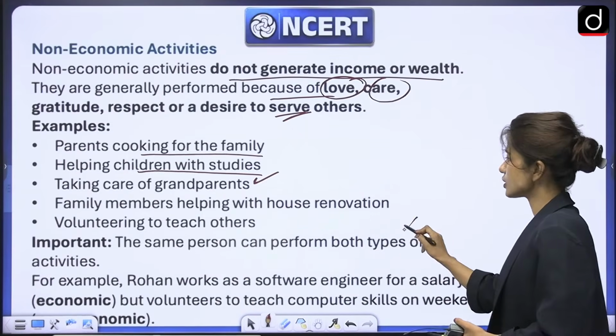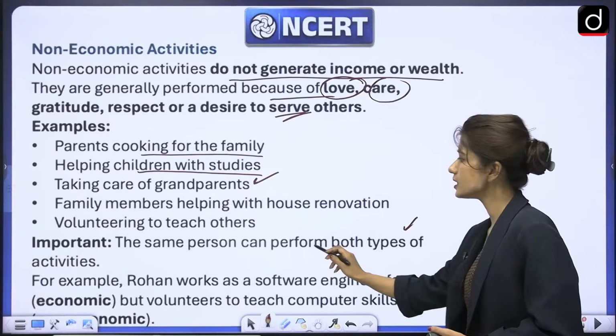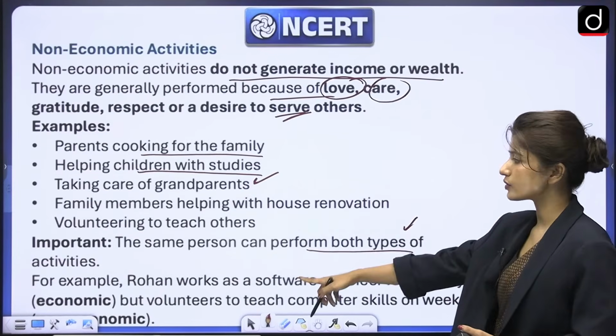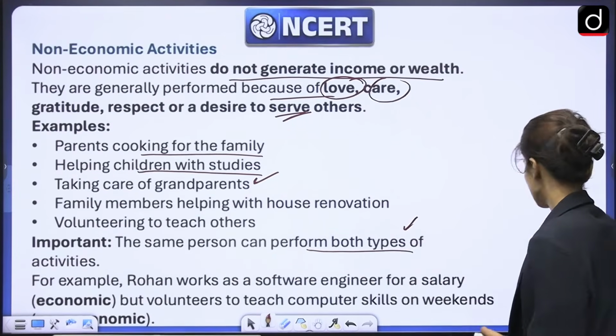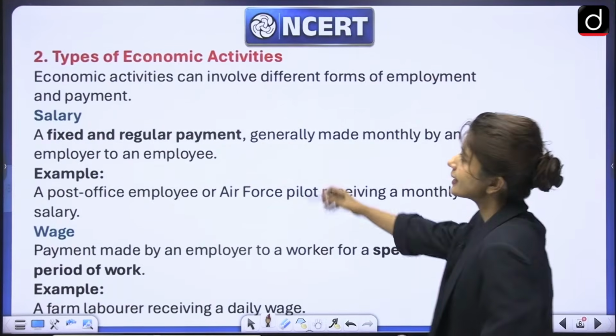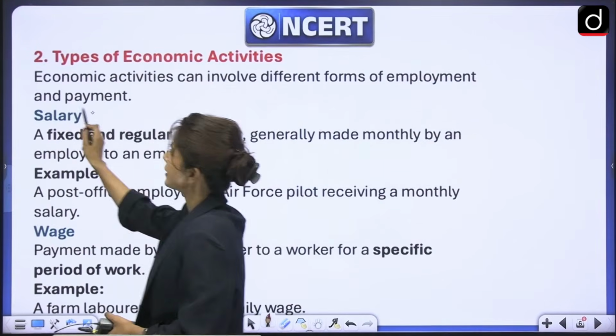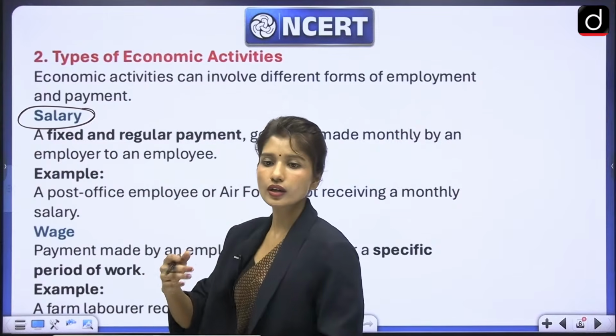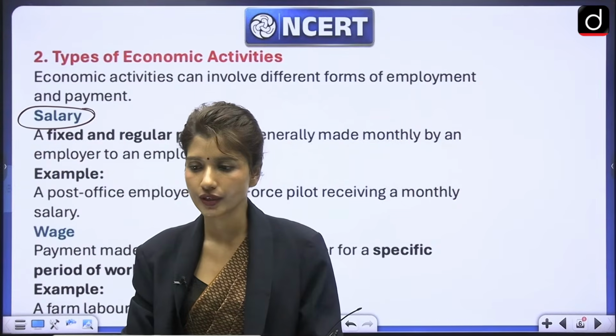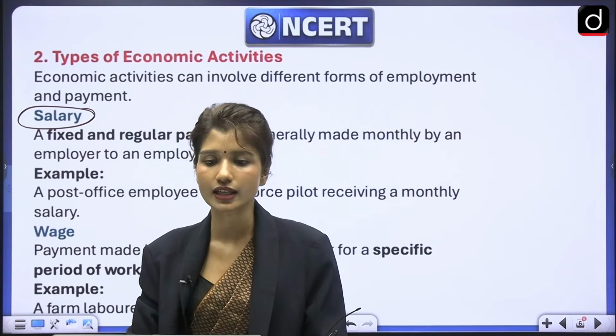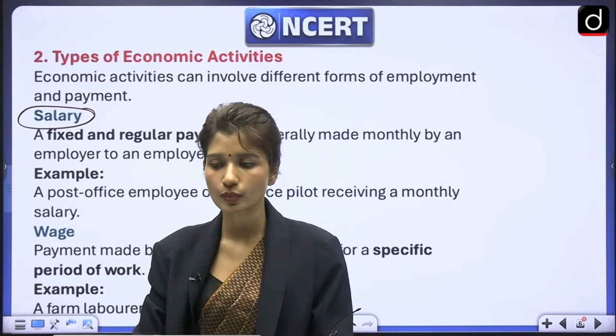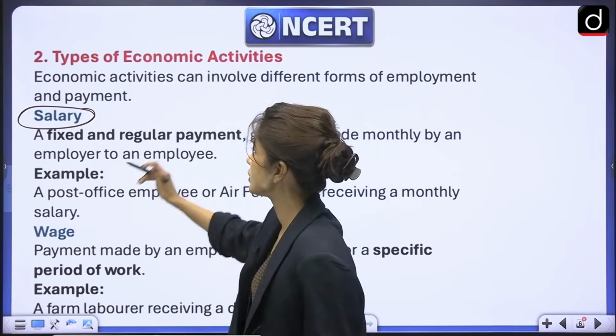Now, the important distinction given here is that the same person can perform both types of activities, as I gave you the example, right? Next is, what are the types of economic activities? There could be salary. Salary is when you get a fixed or regular income, right? There can be different types of economic activities, activities where you get money in some form or the other. So the first can be salary.